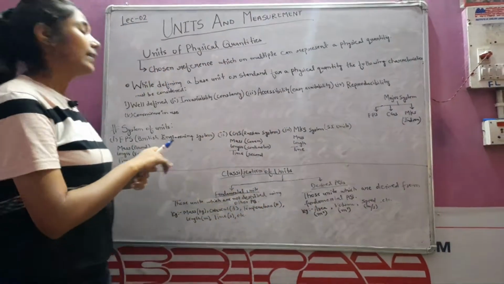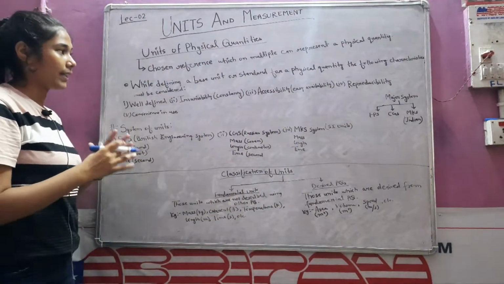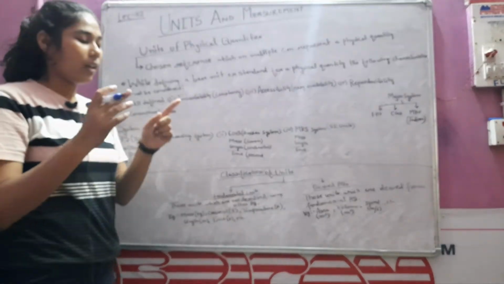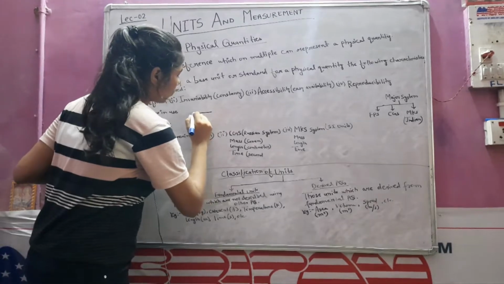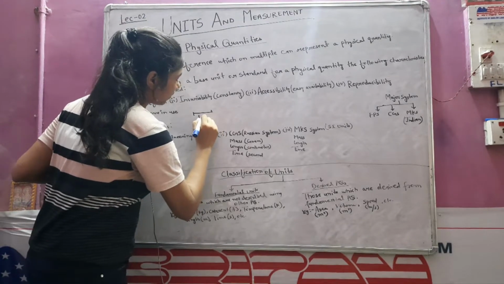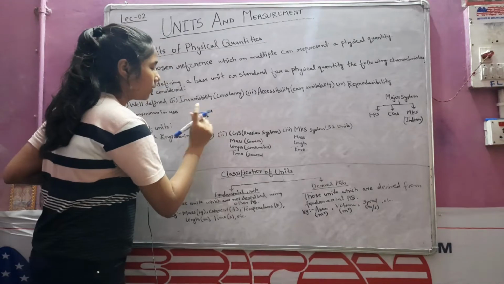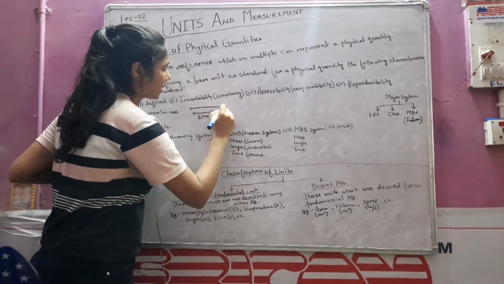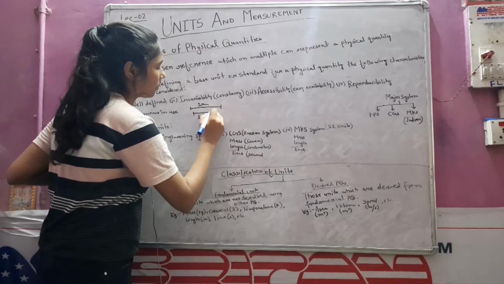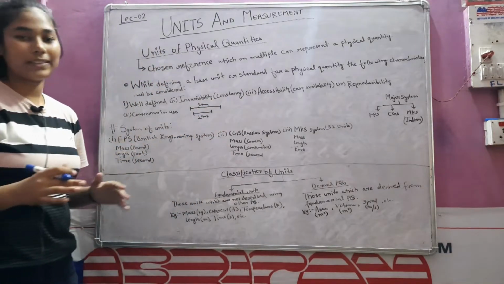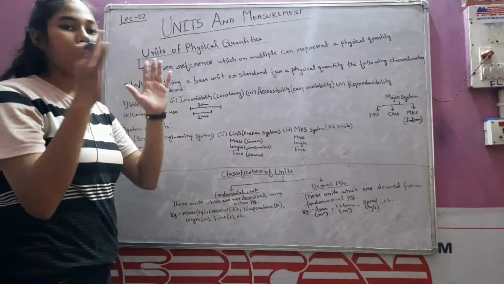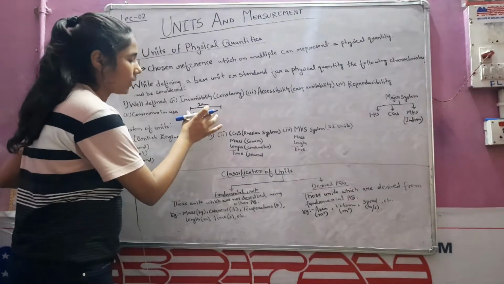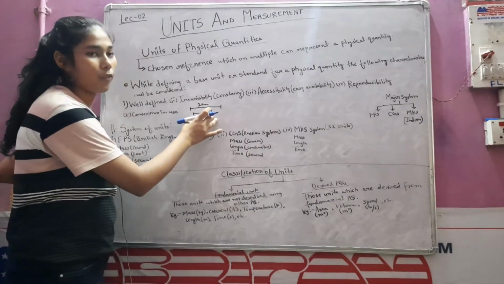What does it mean? That it's a fixed reference. If we talk about length, suppose this is 1 meter. It is fixed. 1 meter will not be different here. If some other people say that this is 1 meter and this is 1 meter, everything will be messed up. So in the international system we have fixed the length of 1 meter.